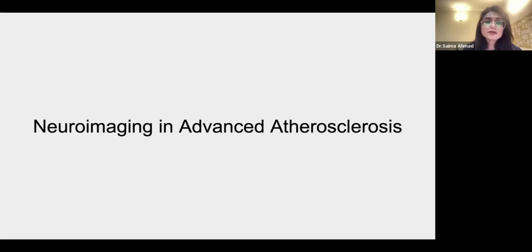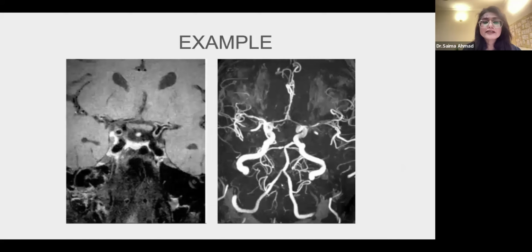So my last few slides are about neuroimaging in advanced atherosclerosis. I will jump directly to the example. These are two imaging modalities which you can use to identify intracranial atherosclerosis. The first is vessel wall imaging, and this is TOF MRA. You can see that there is concentric contrast enhancement of the distal part of the carotid, MCA, and ACA. And when you compare it with the MRA on the left side, you can see that there is thinning of the MCA and the ACA.